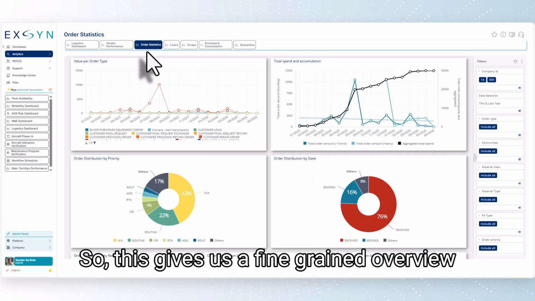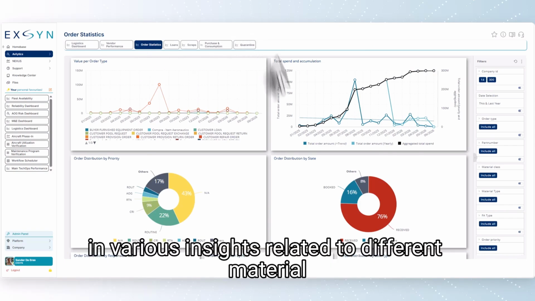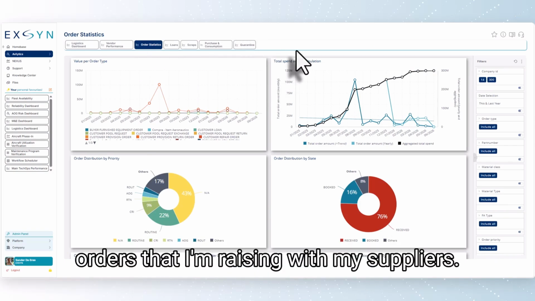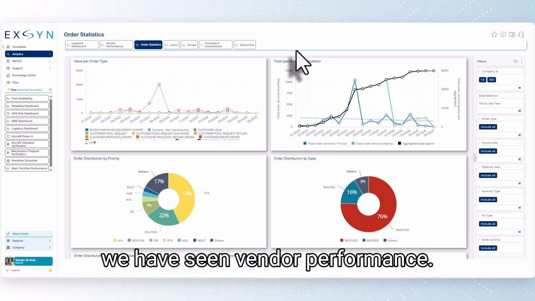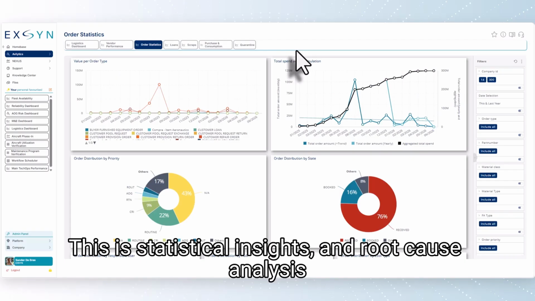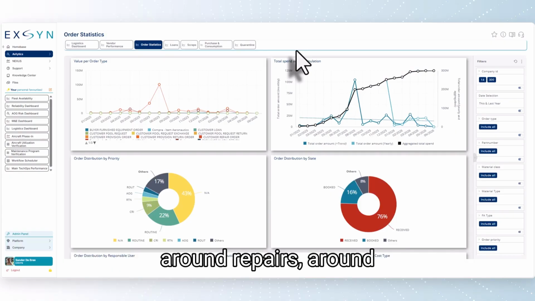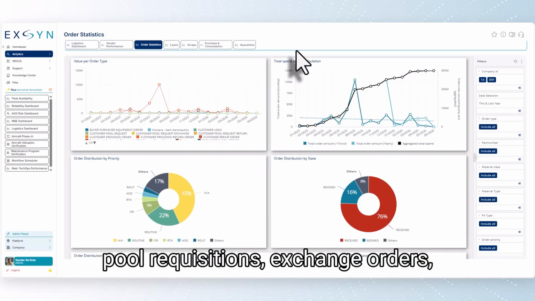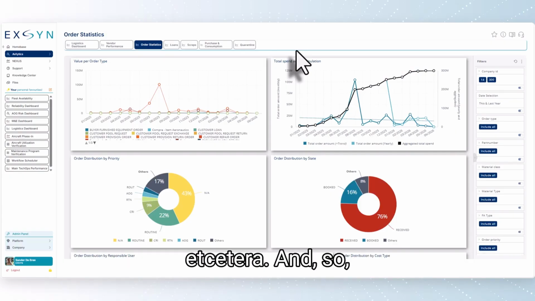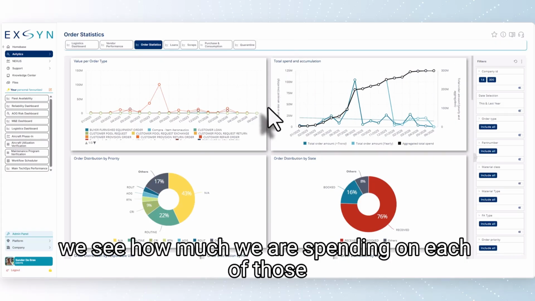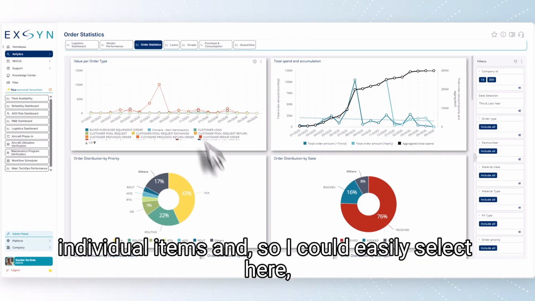So this gives us a fine-grained overview and various insights related to different material orders that I'm raising with my suppliers. Previously we have seen vendor performance. This is statistical insights and root cause analysis around specific orders, around purchases, around repairs, around pool requisitions, exchange orders, etc. So we see how much we are spending on each of those individual items.